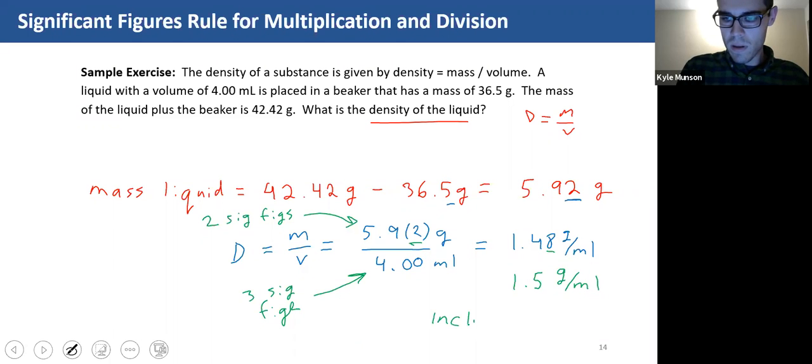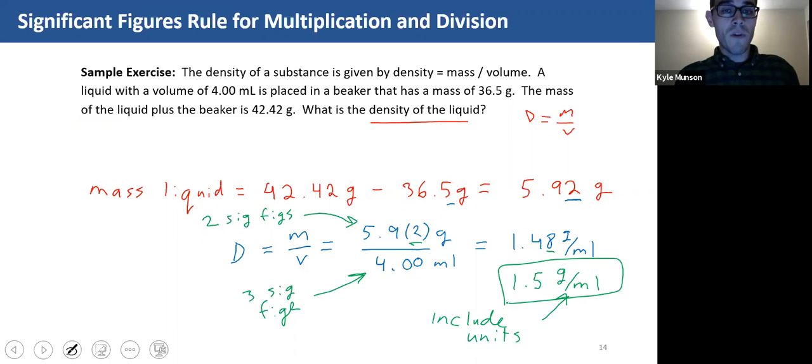Include units always, okay? But that's the answer. So hopefully that made sense, okay, about if we're combining these rules together and how we do that. Again, there's plenty more examples in your homework, and if you have any questions, please reach out to me. I'd be happy to answer them. All right, so in the next video, I'm pretty sure we're going to be going over metric unit conversions.